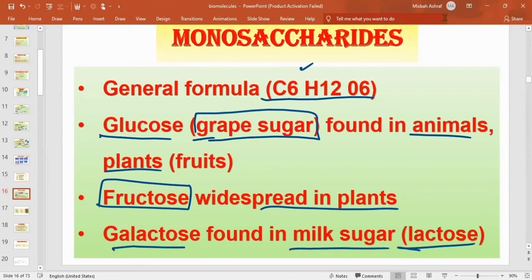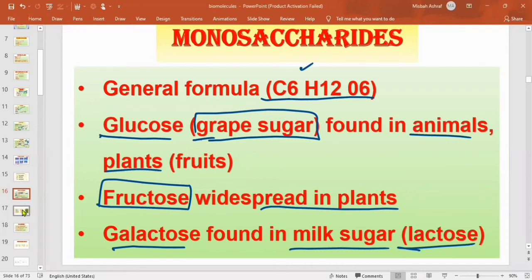Milk also tastes a little sweet. It has galactose. Galactose is the component of lactose. Milk actually contains lactose, and lactose is made up of galactose and glucose. Right? So these are the three types.